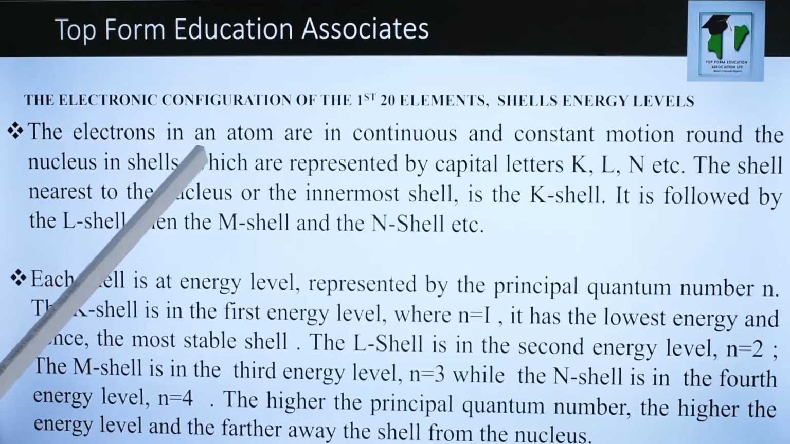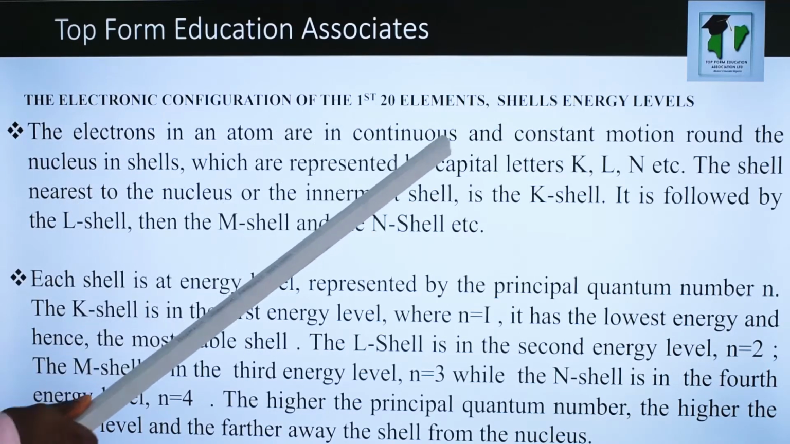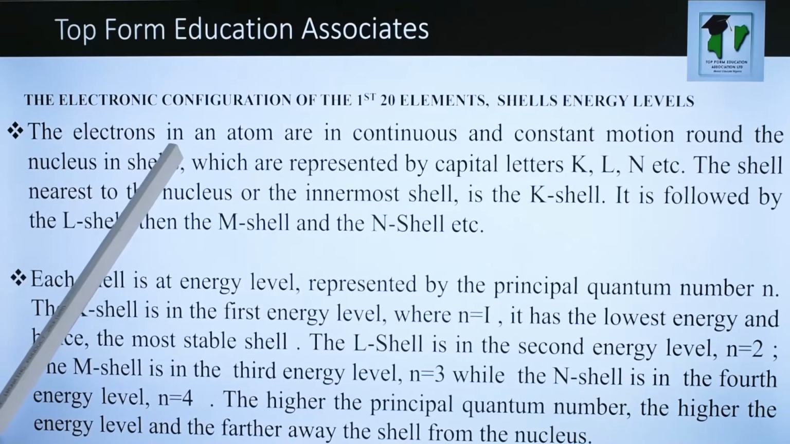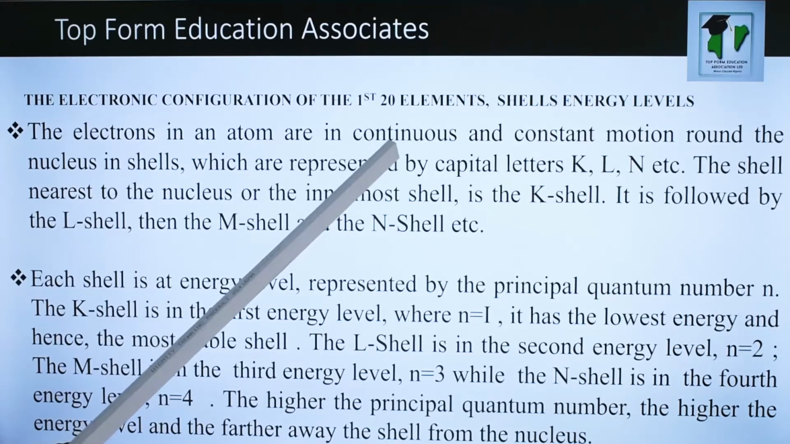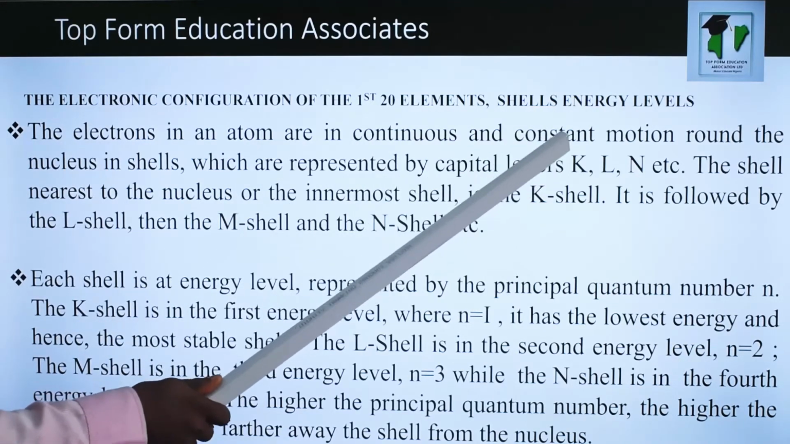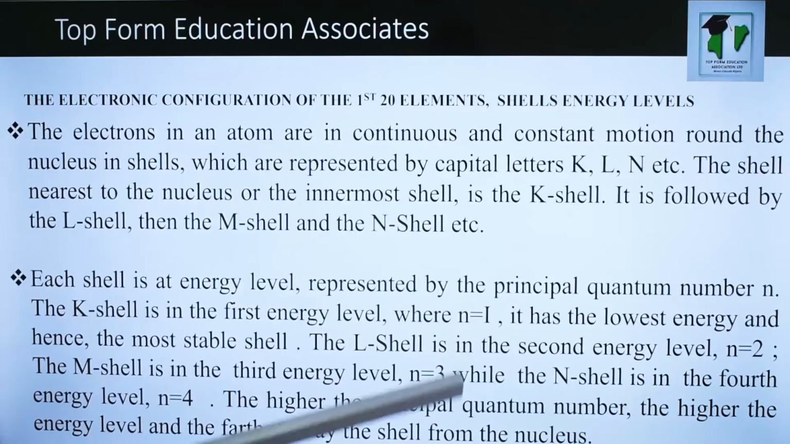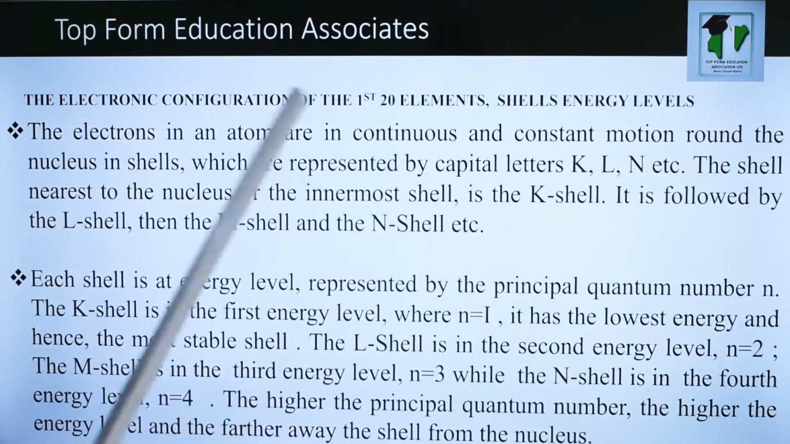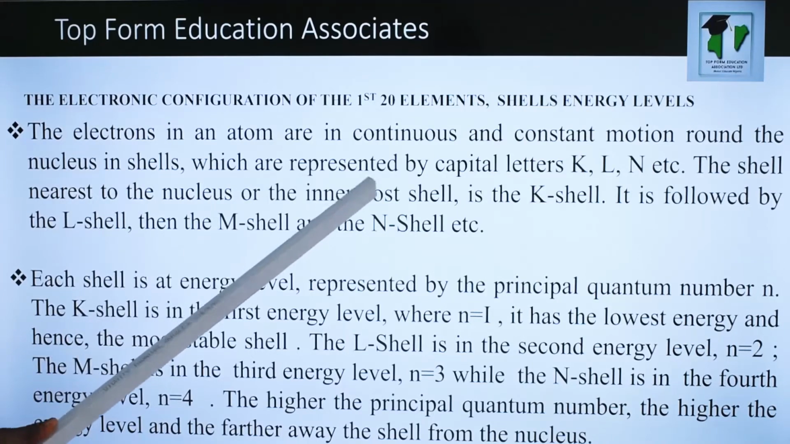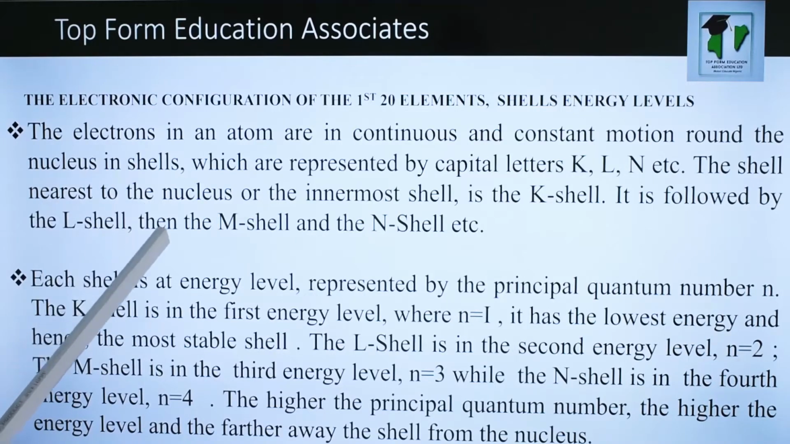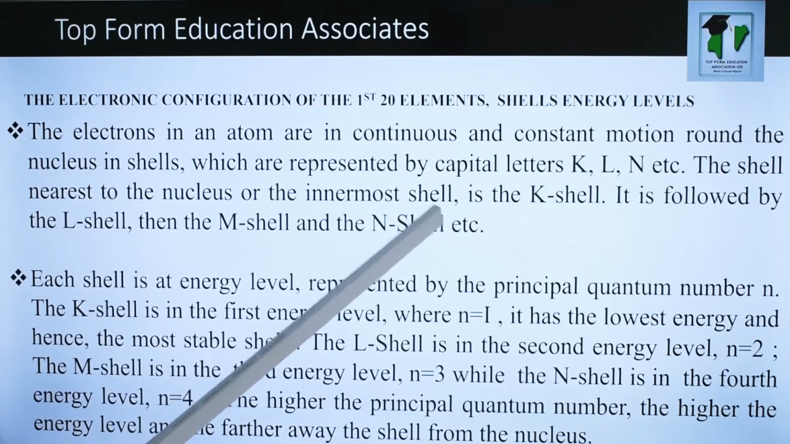The electrons in an atom are in continuous and constant motion round the nucleus in shells, which are represented by capital letters K, L, M, N, and so on. In fact, it continues up to 7 shells. The shell nearest to the nucleus, or the innermost shell, is the K shell. It is followed by the L shell, then the M shell, and N shell.